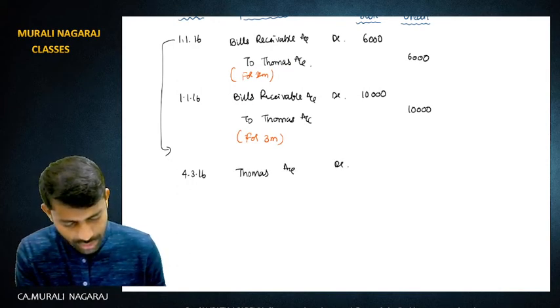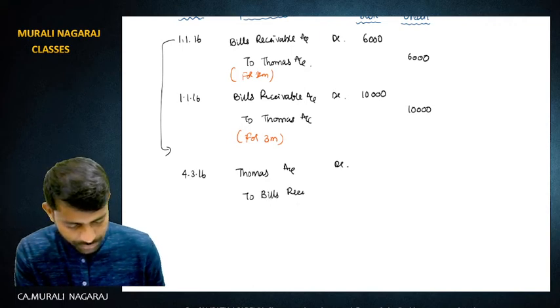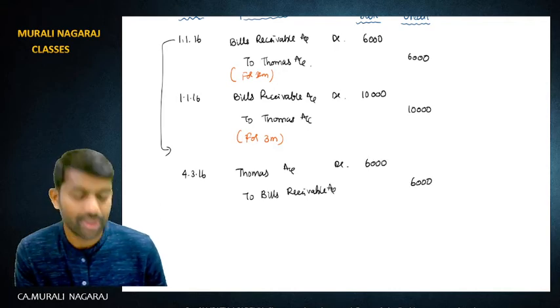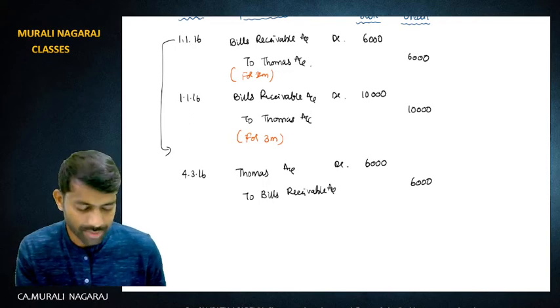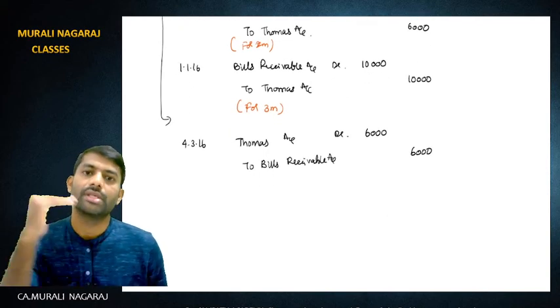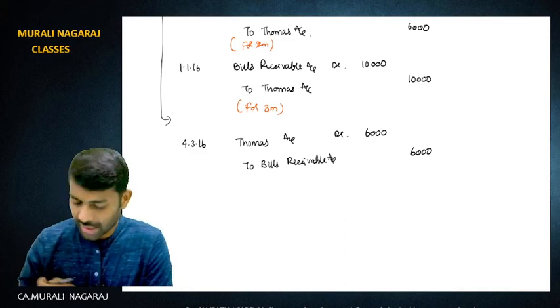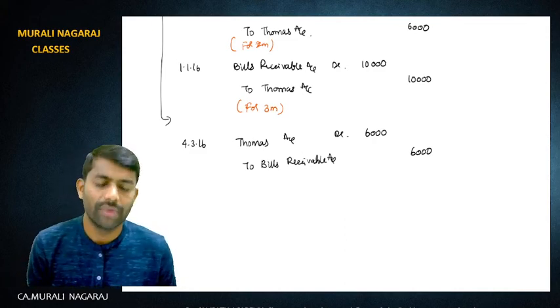Thomas account debit to bills receivable account, which is 6,000. So Thomas account is closed, reversed. BR has been cancelled. Now Thomas account has been redebited. So now we have to add interest at 18% for 2 months. We have to add the interest.